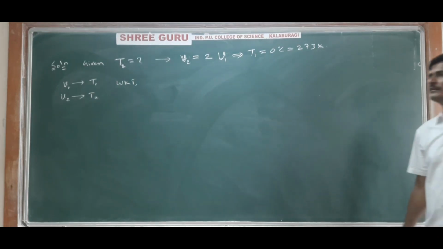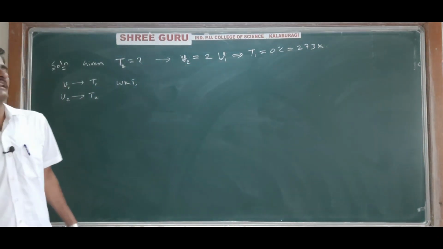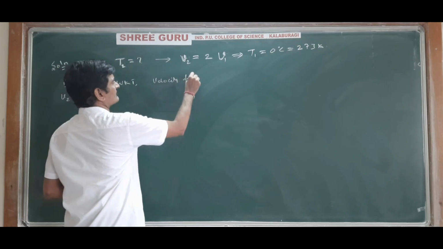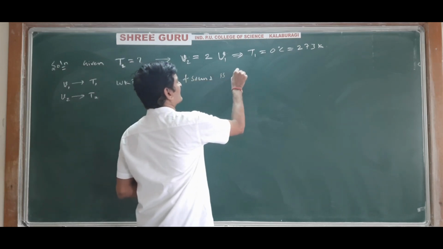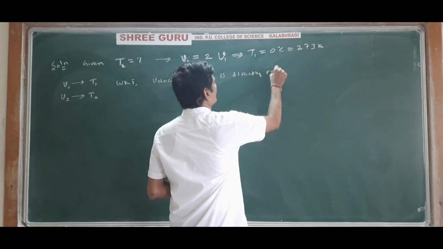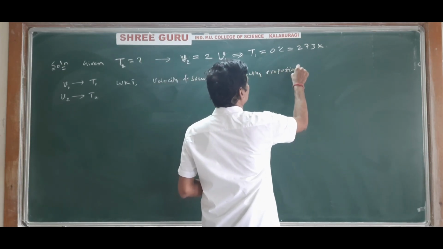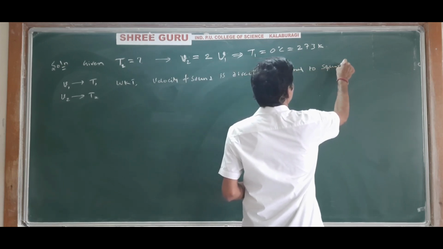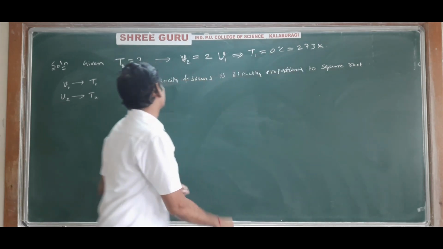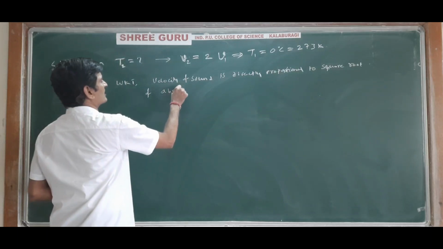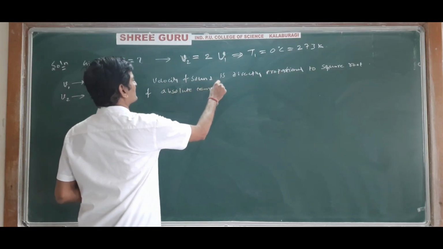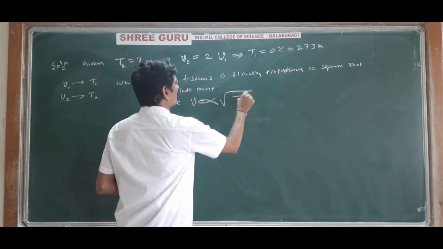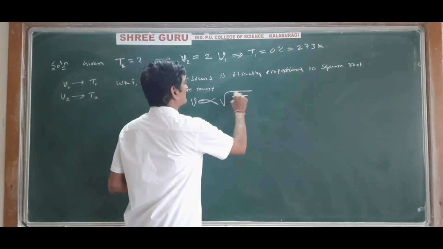The factors affecting the velocity of sound. The velocity of sound is directly proportional to the square root of absolute temperature, that is, V is proportional to the square root of temperature, where temperature is in the Kelvin scale.